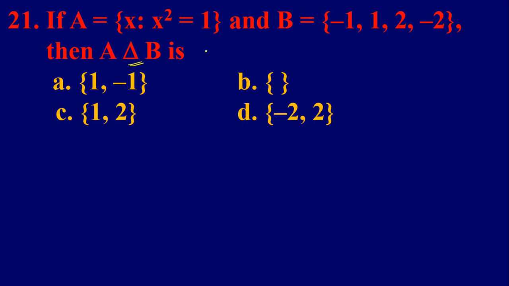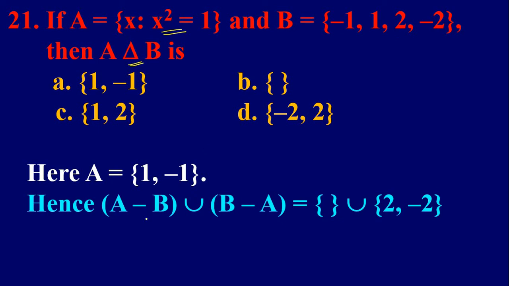So here we have to find symmetric difference. First we find set A, then we find A minus B. Also we find B minus A, then we find A minus B union B minus A. Now in set A it is given x square equal to 1. So when we solve this we get x equal to plus or minus 1. Therefore A equal to plus or minus 1. And B is already given, it is minus 1, 1, 2, minus 2.